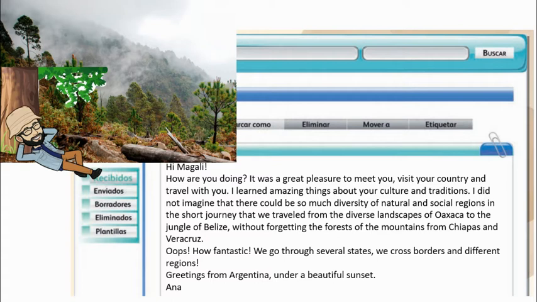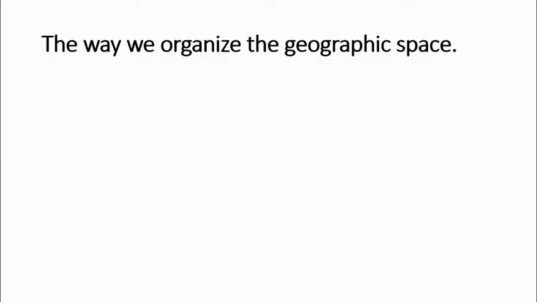Just as we divide the planet into hemispheres and countries, we can divide it into continents and these into regions, that is, on land surfaces with similar natural or social conditions. Regions are a way of studying and understanding geographical space, the way we organize the geographical space.